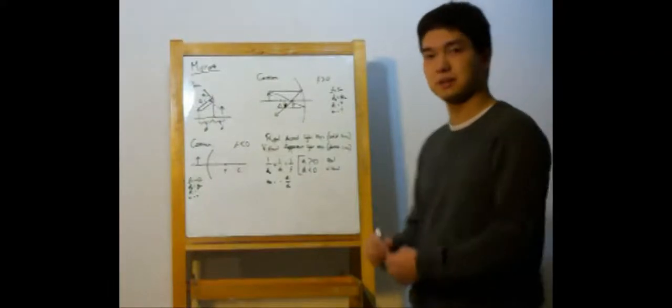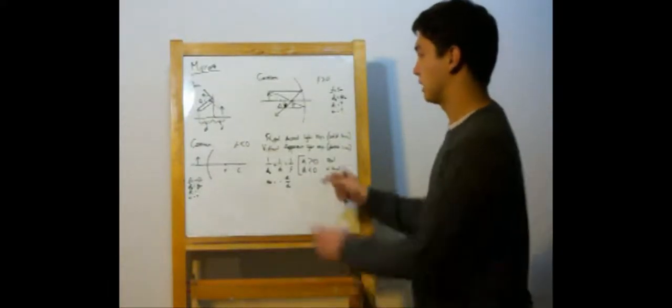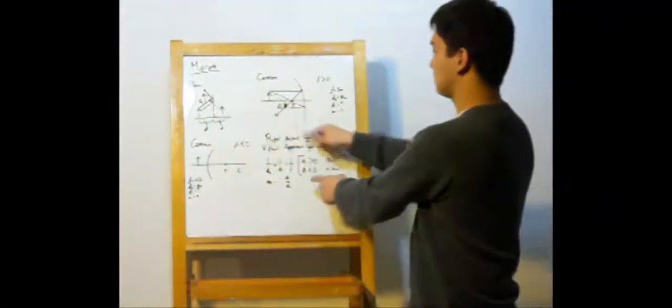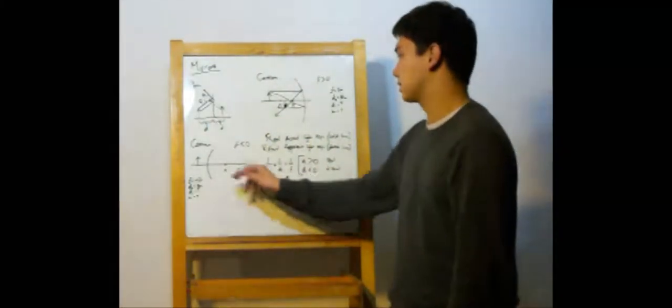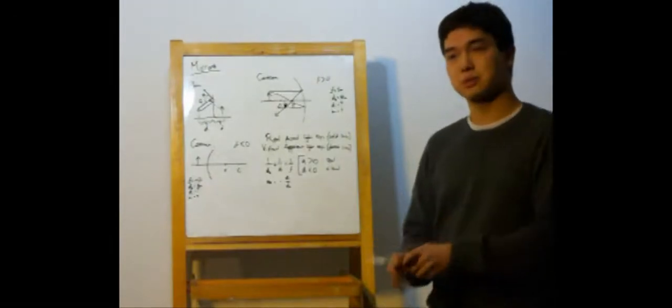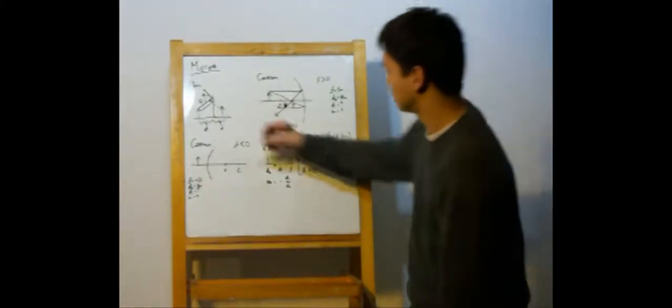Alright, next up, convex mirrors. So these are curved just like concave mirrors, but in the opposite direction. And so if we extend this in a circle, we get our center point over here on the right side of the mirror instead of the left. So our focal point is going to be located here. Exact same rules. Parallel goes through focal point, and focal point goes through parallel.